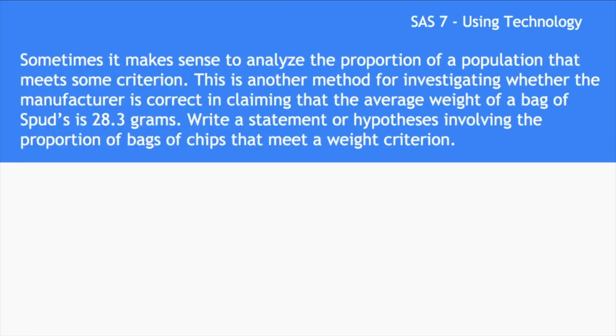All right, sometimes it makes sense to analyze the proportion of a population that meets some criterion. This is another method for investigating whether or not the manufacturer is correct in claiming that the average weight of a bag of spuds is 28.3. So we're going to write a statement or hypothesis involving the proportion of bags. Proportion. This is not average, mean, or true mean weight. This is proportion. So how much of the bag weighs this much and how much of the bag weighs that much?